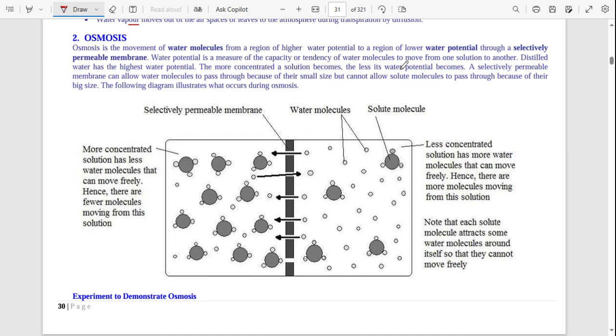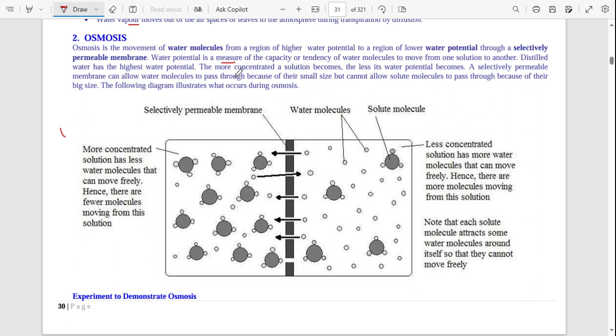Now, what we are saying is that osmosis is a movement of water molecules from high water potential to lower water potential. What does water potential mean? Water potential is a measure of the capacity or the tendency of water molecules to move from one solution to another. What is the capacity of water to move? So on one end there is a high capacity for water to move. The other end there is low capacity for water to move. So the end where water can easily move, there is high water potential.